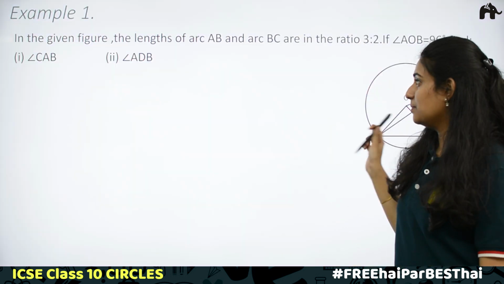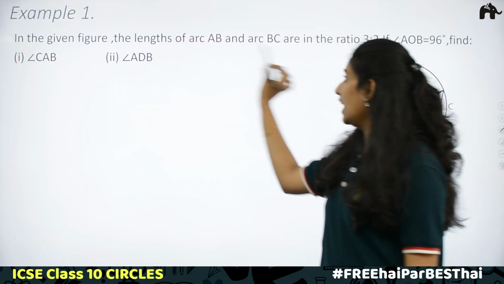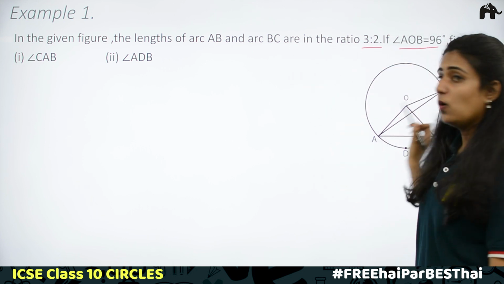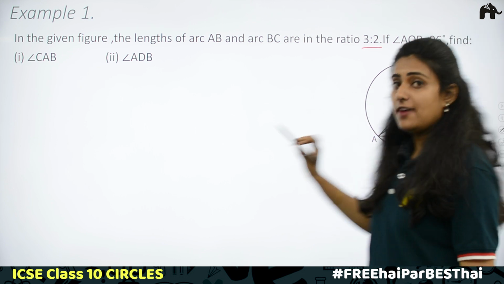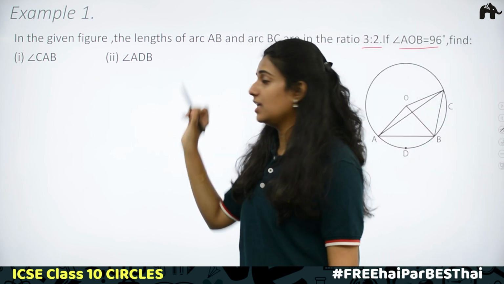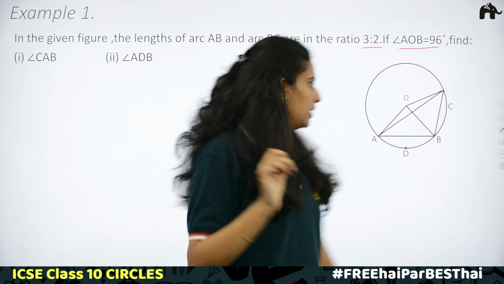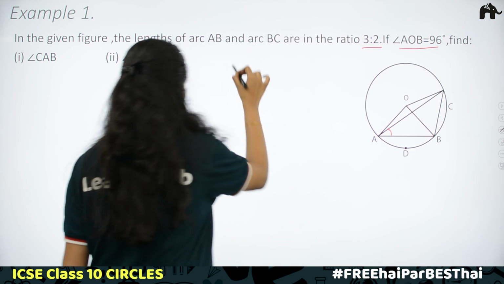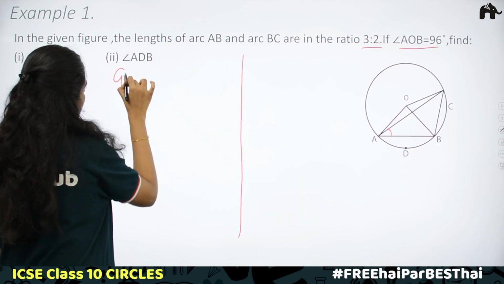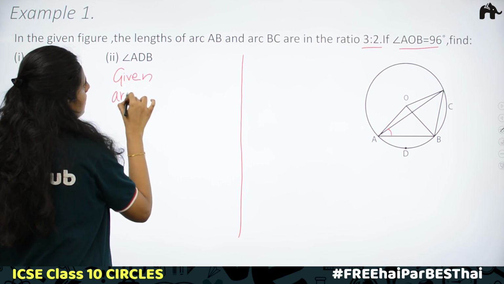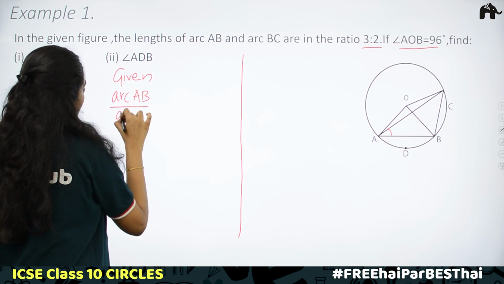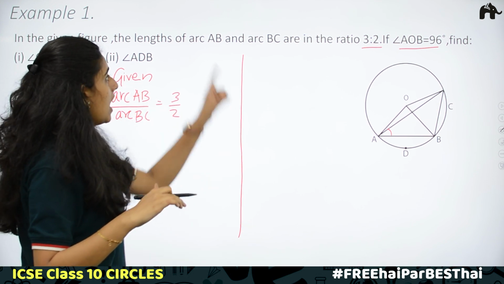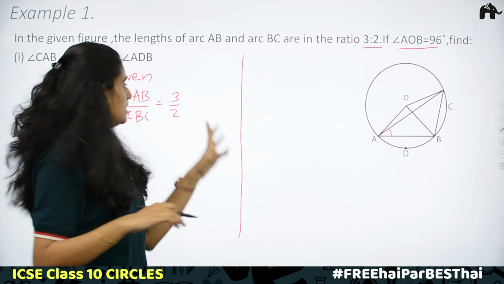Okay, let us take an example. In the given figure, the lengths of arc AB and arc BC are in the ratio 3:2. If angle AOB is equal to 96 degrees, find angle CAB and ADB. First, to find CAB, where do we have CAB? This angle is CAB. Here what is given? Given arc AB by arc BC is equal to 3 by 2. The ratio of arc AB and arc BC is equal to 3 by 2.